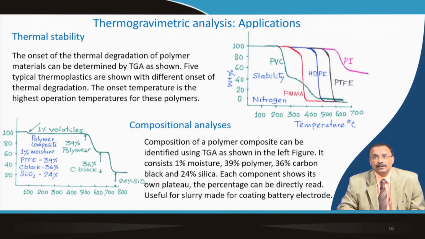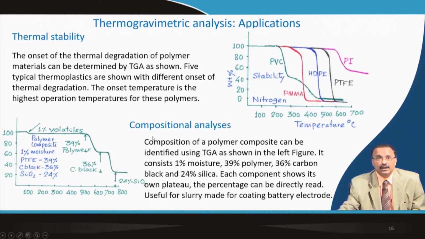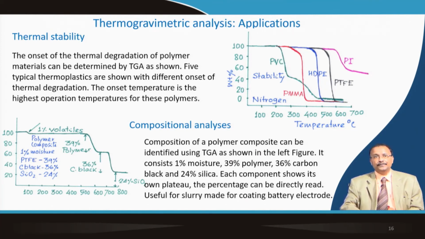Thermal stability can be determined by TGA analysis. The onset of thermal degradation of the polymer material can be determined by TGA, as you can see here for PVC, PMMA, HDPE, PTFE and PI. Progressively the thermal degradation temperature increases, you can see the onset of the weight loss that is taking place. It is done in nitrogen ambient. So, this is a good way to check the thermal stability of the sample.